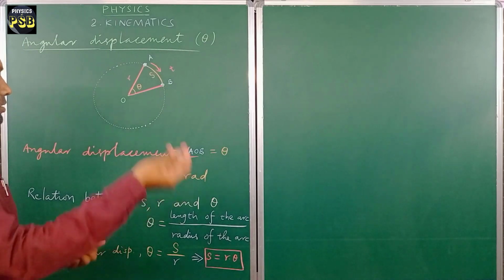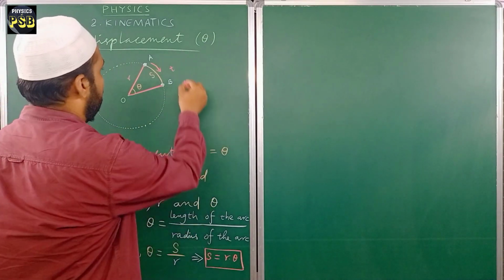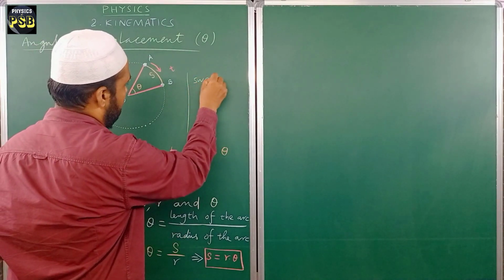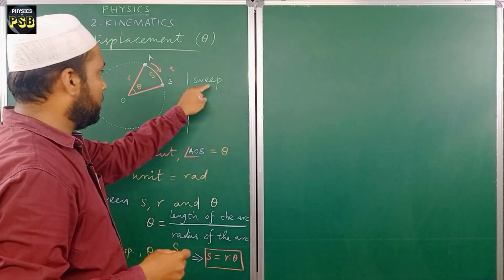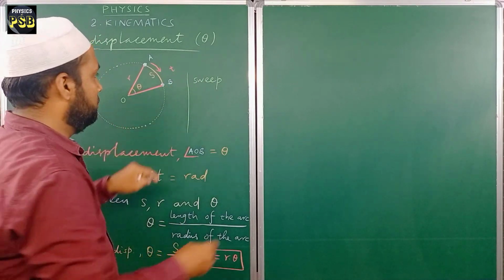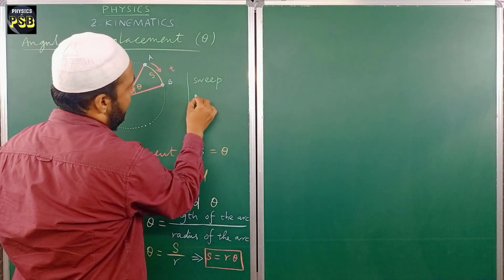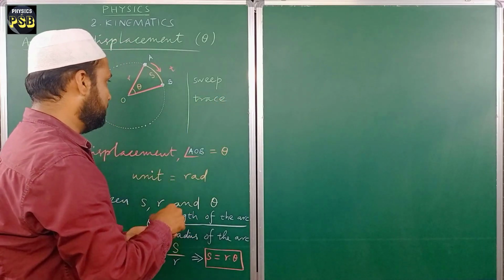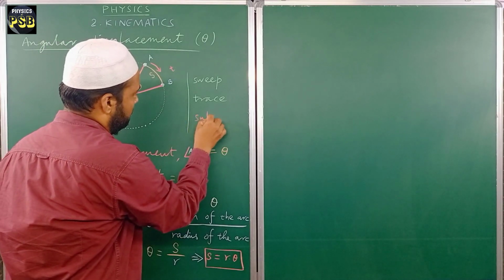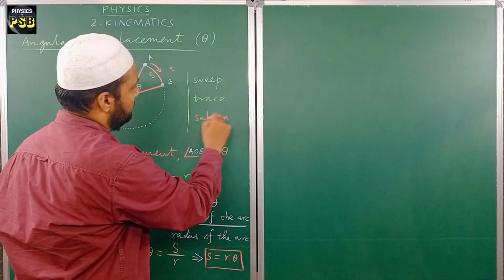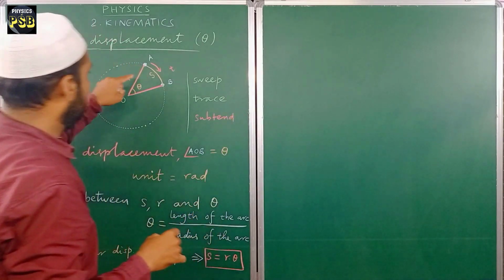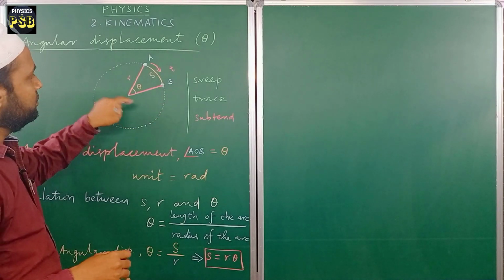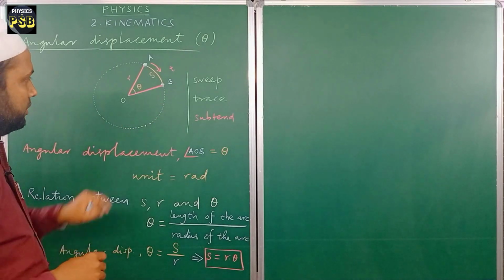Clear? Now, three different words are used here. If you call it sweep, the angle swept by the object. The second, angle traced, or subtended. The word subtend is used. Angle subtended by the object when it moves along the circumference of the circle. Clear?